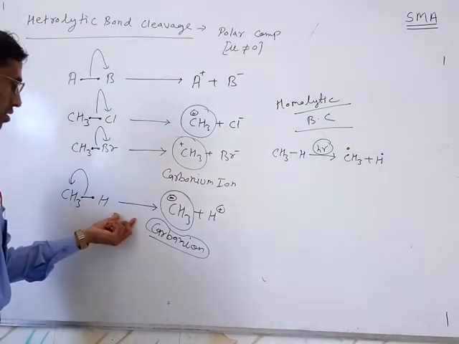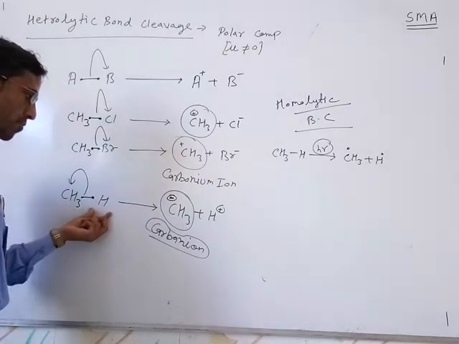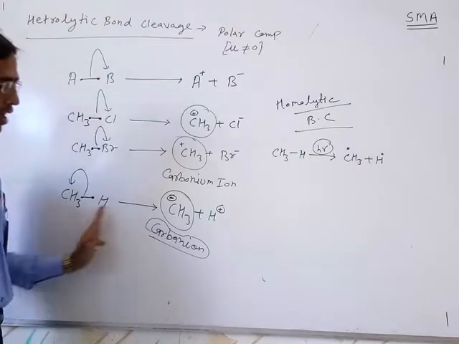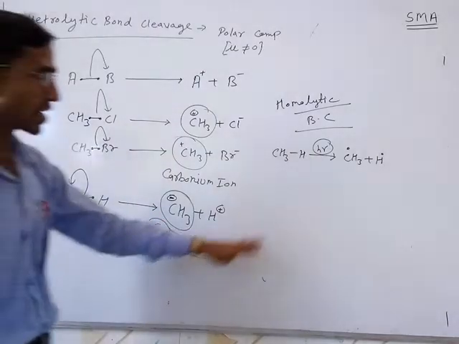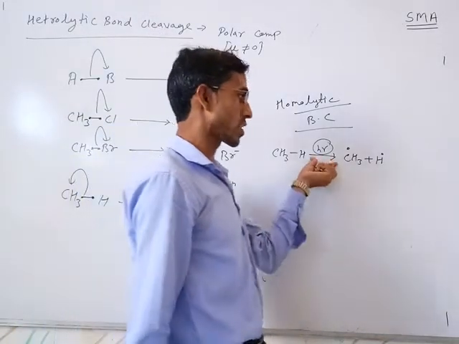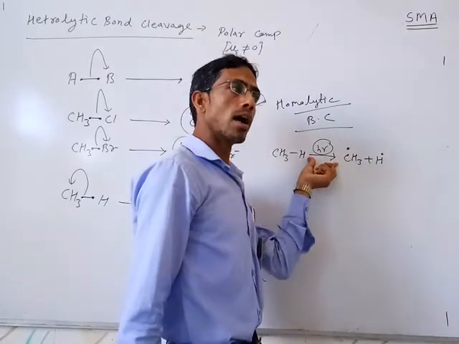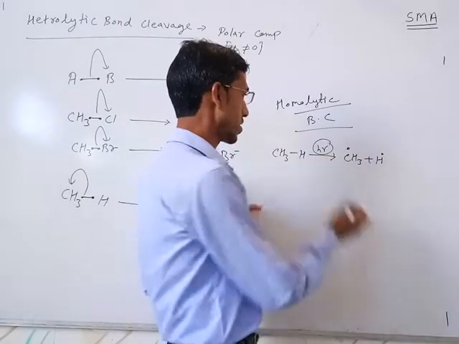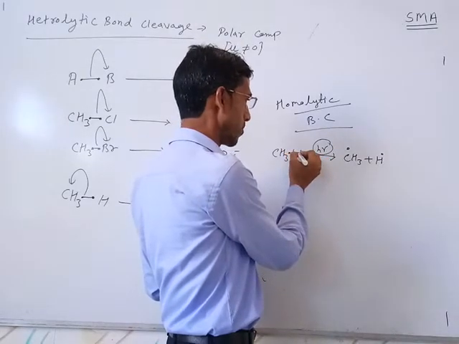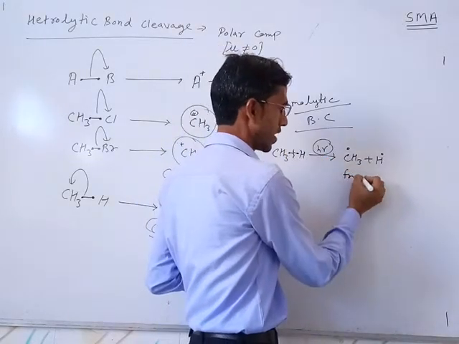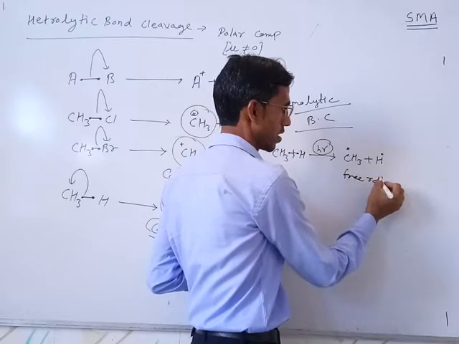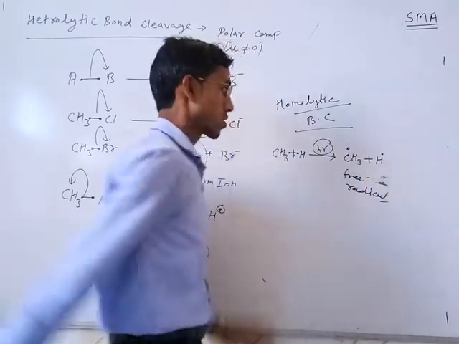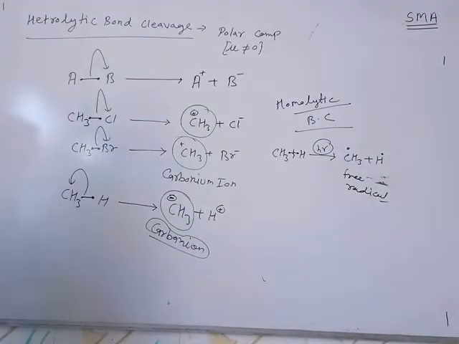In normal condition, carbon is more electronegative as compared to hydrogen. Then it attracts both the electrons and forms a carbanion. But the other reaction is completed in the presence of sunlight. Sunlight gives energy, then the bond breaks in the middle and free radicals are formed. Understood? Take a screenshot.